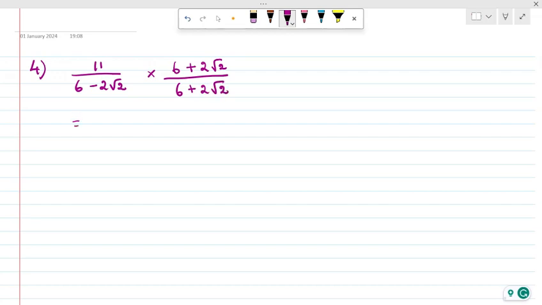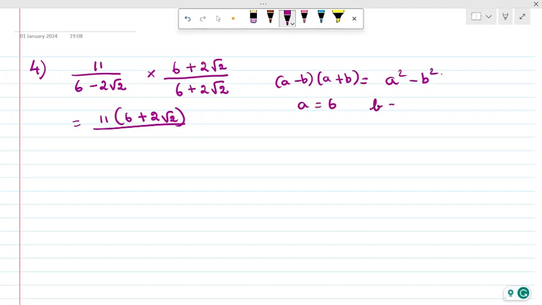So now the numerator will be 11 into 6 plus 2 root 2 divided by, again here, this is a minus b and a plus b. So a minus b into a plus b equal to a square minus b square. Here a equal to 6 and then b equal to 2 root 2 in this problem. So now a square minus b square, that is 6 square minus 2 root 2 the whole square. We are using the identities.